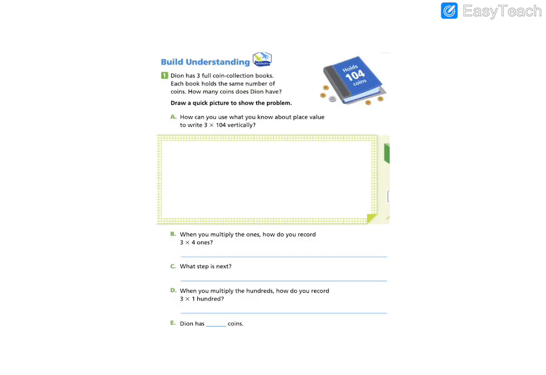All right, number 1. Dion has 3 full coin collection books. Each book holds the same number of coins. How many coins does Dion have? Draw a quick picture of the problem. How can we use what we know about place value to write 3 times 104 vertically?